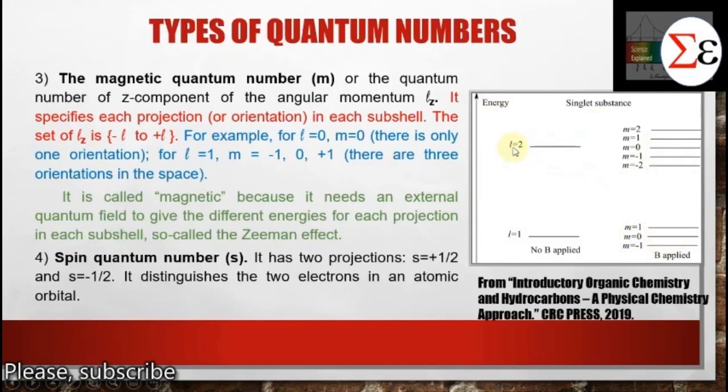For L equals 2, when it's applied the magnetic field, it is split into 5 orientations of this subshell. And the fourth quantum number, the spin quantum number s, has two projections, s plus a half and s minus a half, and it distinguishes the two electrons in atomic orbital.